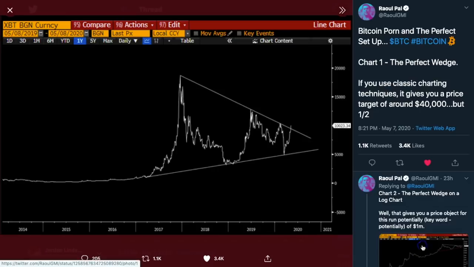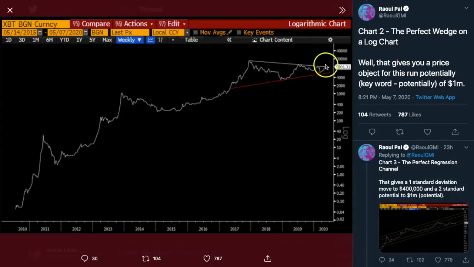However, the perfect wedge on a log chart. Now, this is a beautiful, bullish wedge pattern over here. And he said that this could potentially, keyword potentially, run to $1 million. Bitcoin's trading about $10,000 right now. He's talking about it trading up to $1 million.